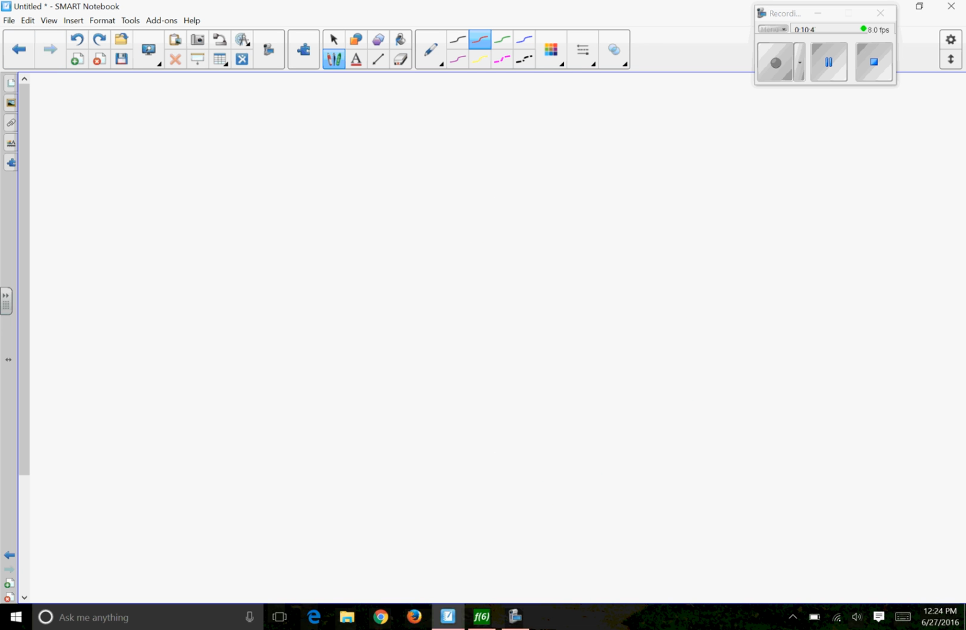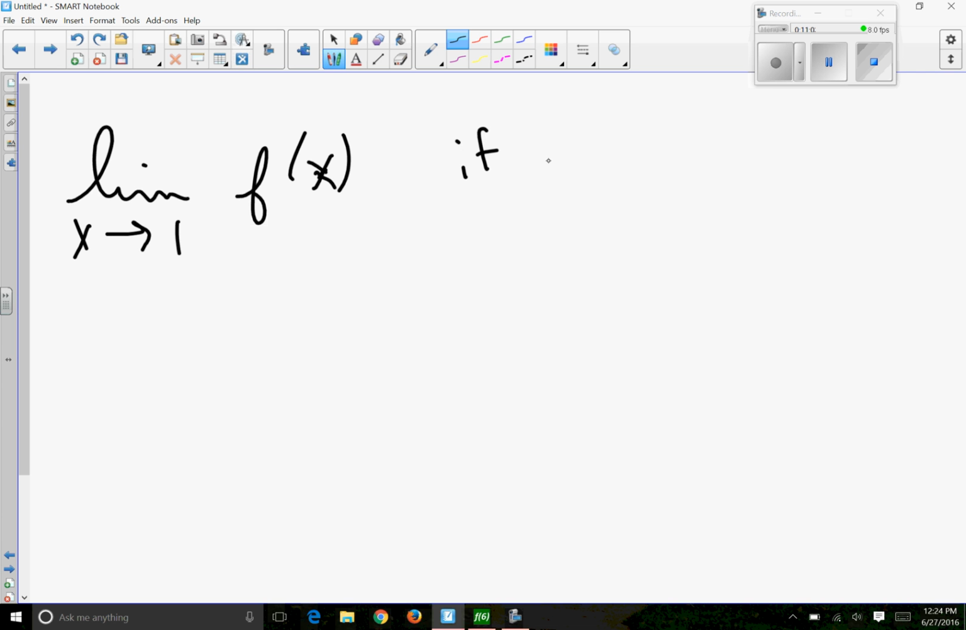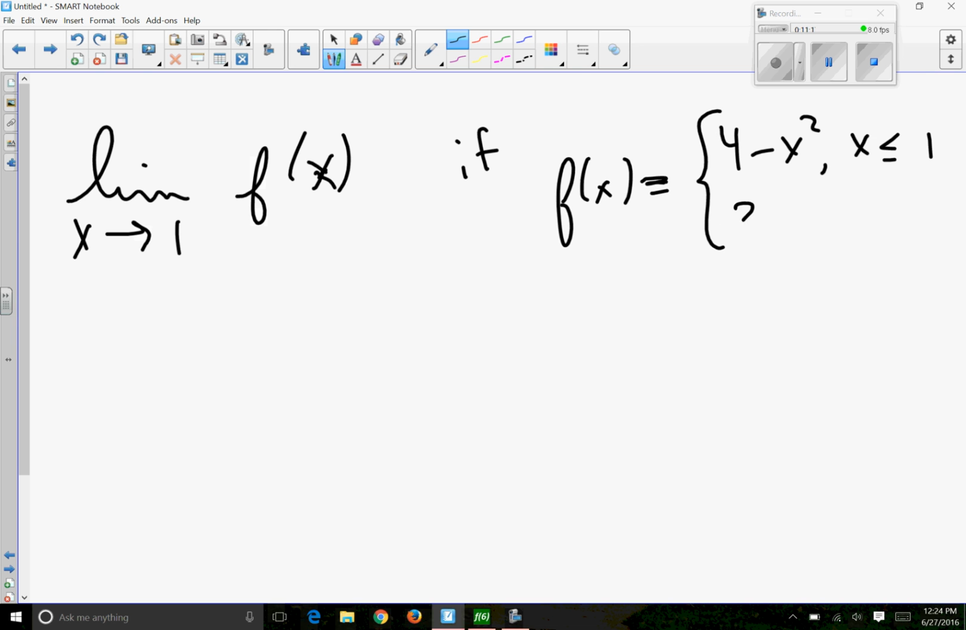And sometimes we have to find the limit of a piecewise function. For example, find the limit of f of x as x approaches 1 if f of x equals 4 minus x squared when x is less than or equal to 1. F of x equals 3x when x is greater than 1.